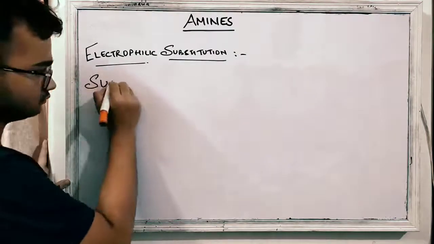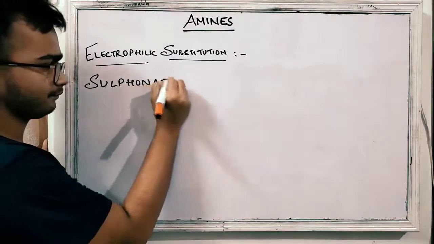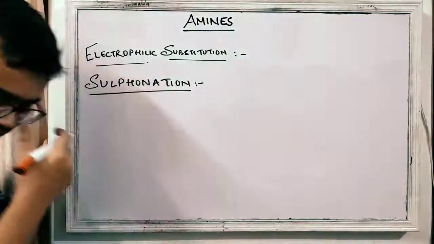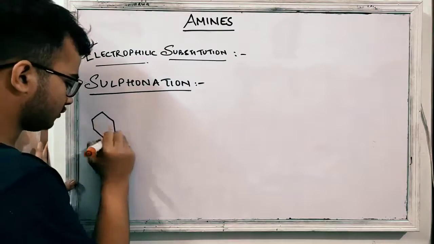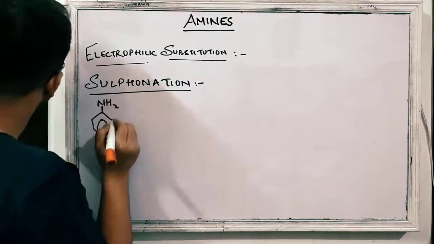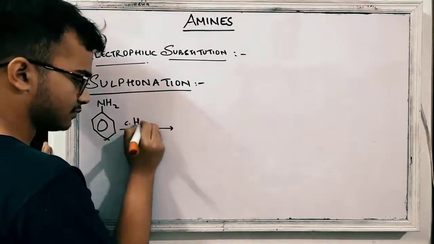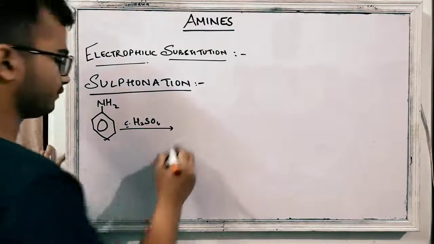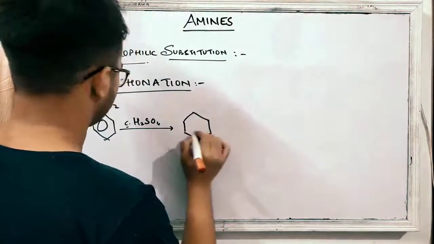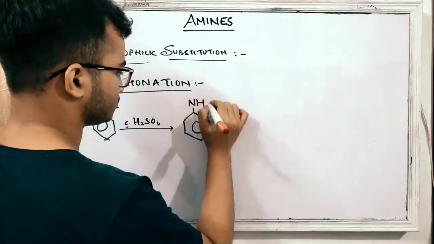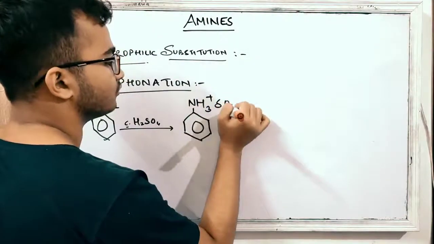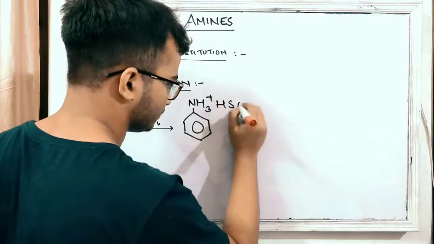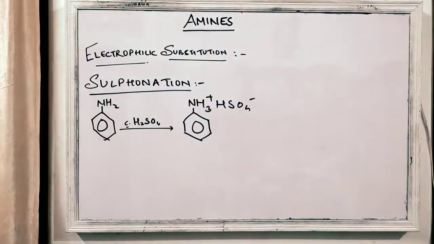Sulfonation. What happens in sulfonation? Now this is the aniline. When you treat it with concentrated H2SO4, remember it, concentrated H2SO4, a complex type thing will form, like this, which is also called sulfanilic benzene. This is NH3 plus SO4 minus. I'm sorry, this will be HSO4 minus. Clear?